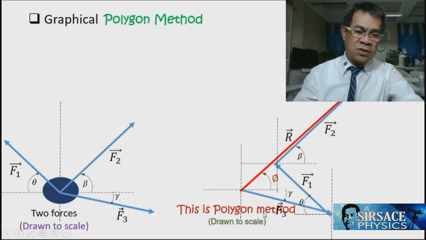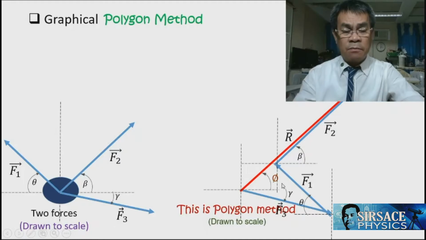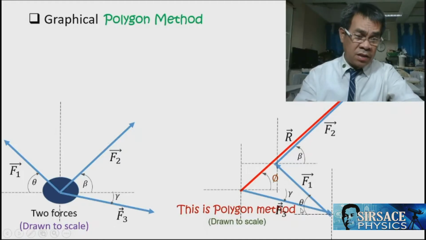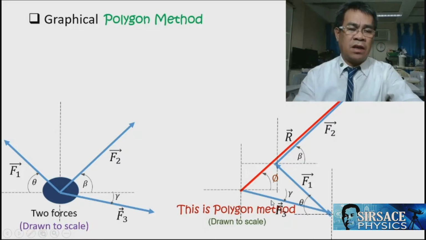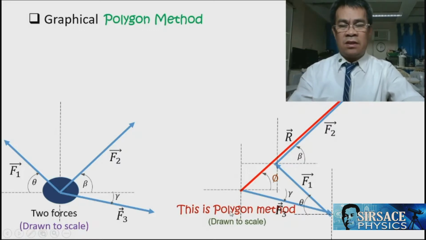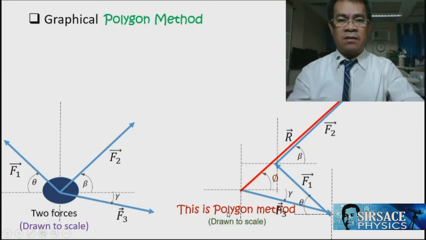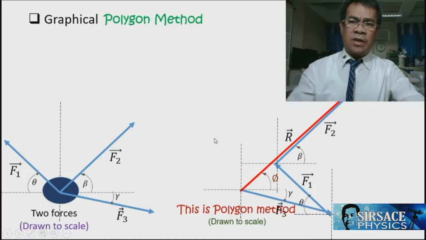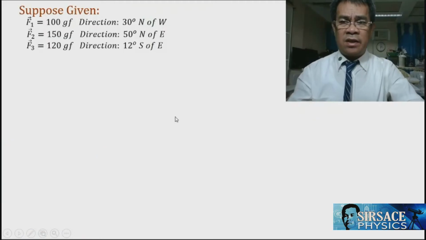And take note, this is drawn to scale. All angles must be properly measured using the protractor, and the magnitudes should be measured using a measuring scale, triangular scale, or ruler. But take note, we need to establish our own scale depending on the drawing area. So in order to understand, we will provide an example.